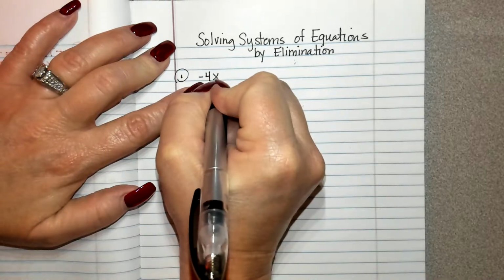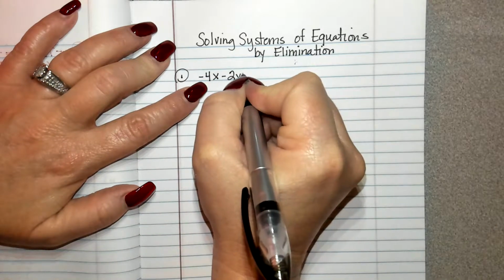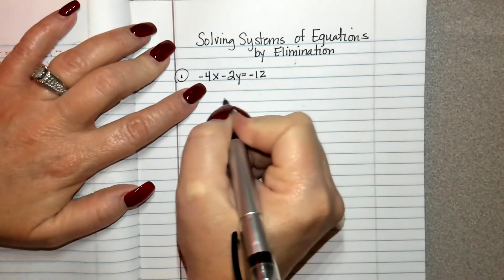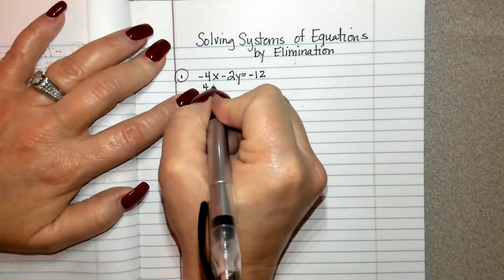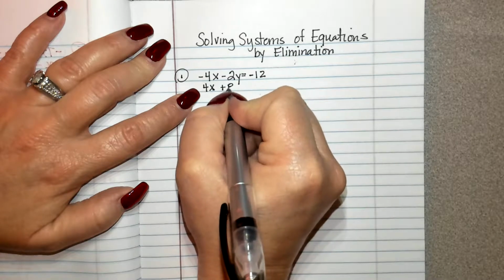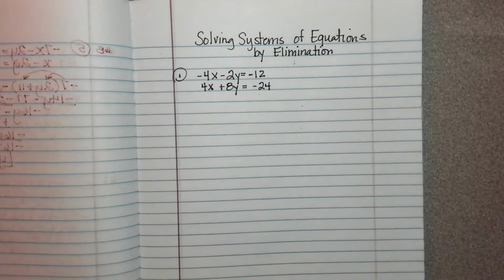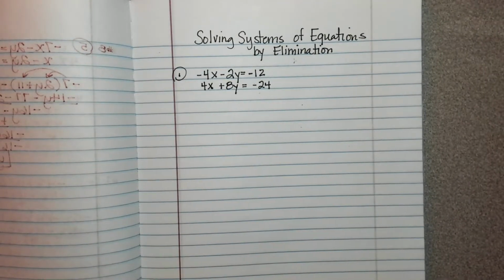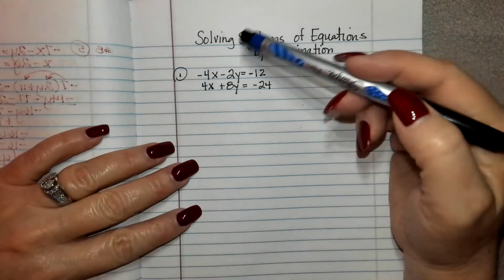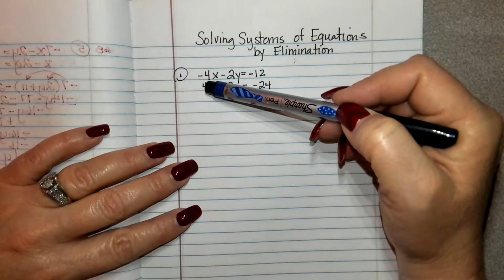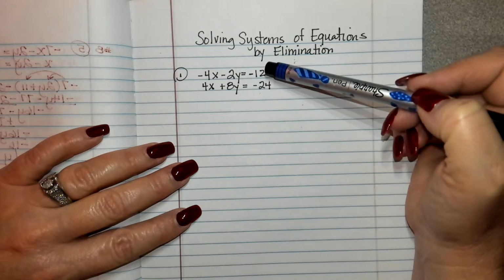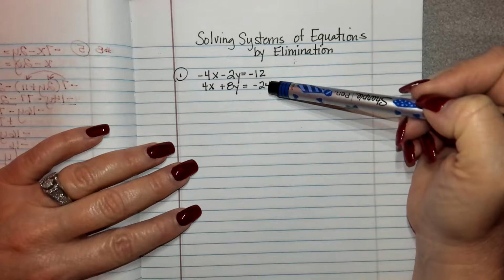Negative 4x minus 2y equals negative 12, and 4x plus 8y equals negative 24. Now with elimination, what we're going to do is eliminate something. When we did substitution, we solved for one variable. We don't have to do that this time. What I'm looking for is to make sure that my x's are lined up and my y's are lined up and my whole numbers are lined up, or my coefficients.